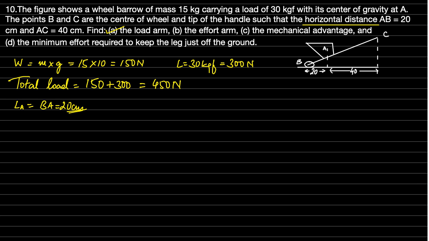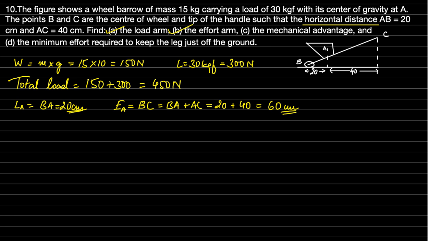Now coming to the second part, that is we need to find effort arm. Now effort arm is the distance of the effort from the fulcrum. So I would write that as EA, and EA will be equal to BA plus AC. I would write straight away as BC, that can be written as BA plus AC. So BA is 20 plus AC is 40. So 20 plus 40 gives me 60 centimeters. So we have got effort arm as 60 centimeters.